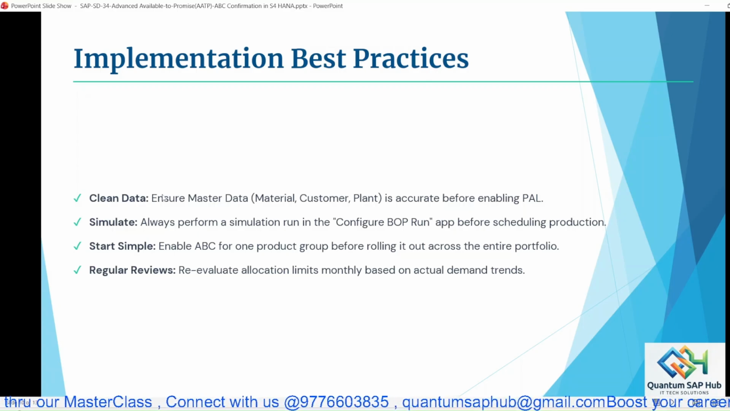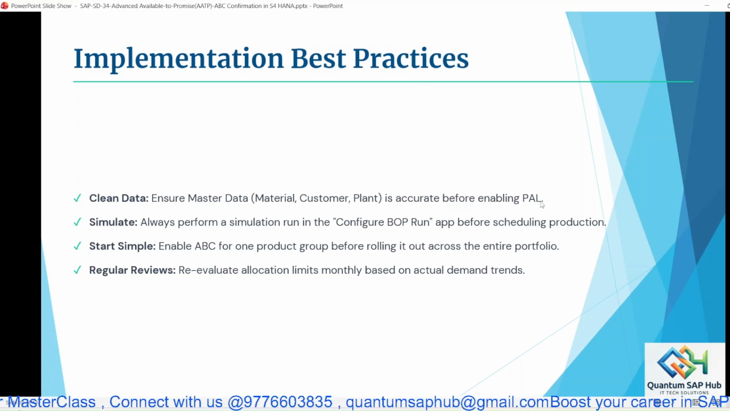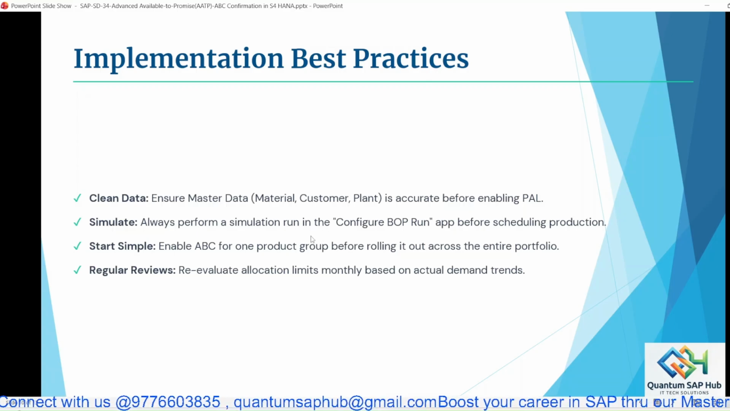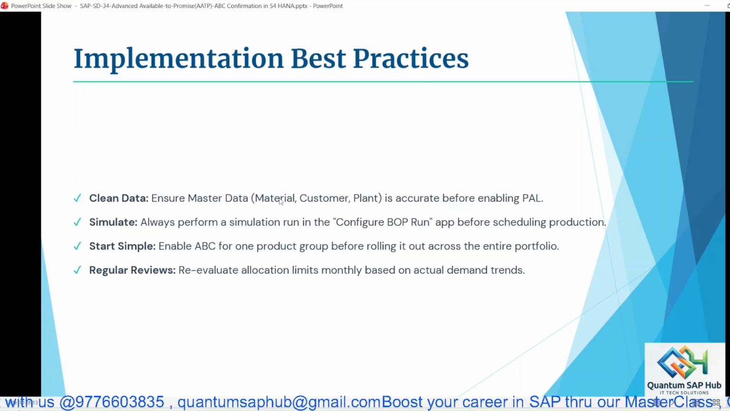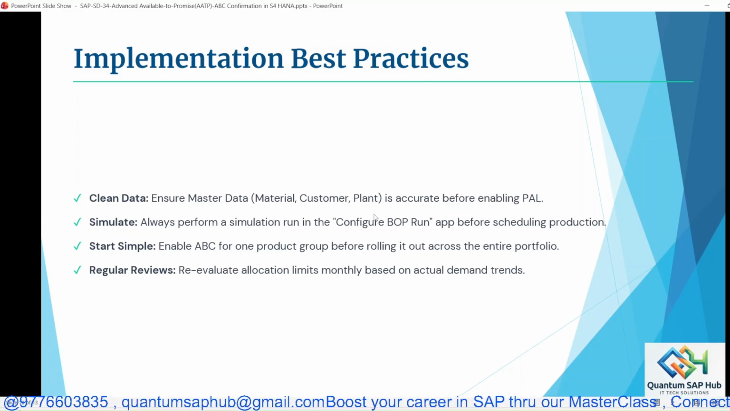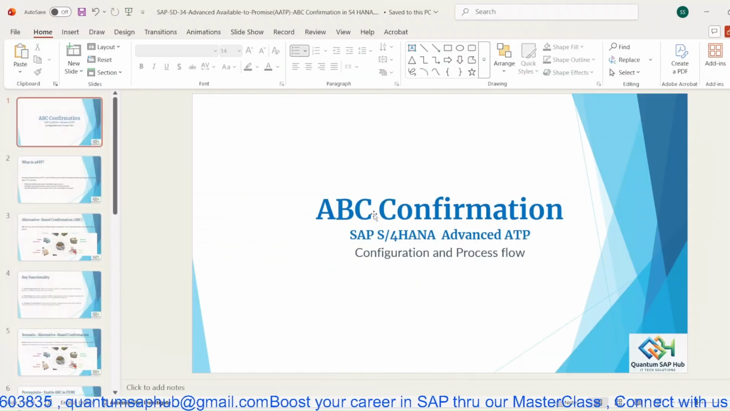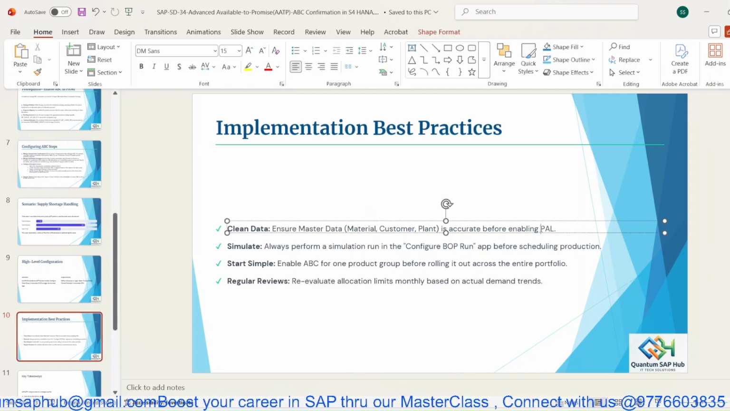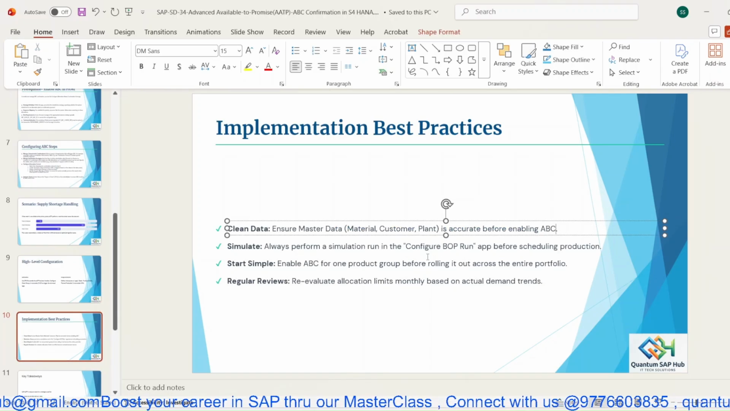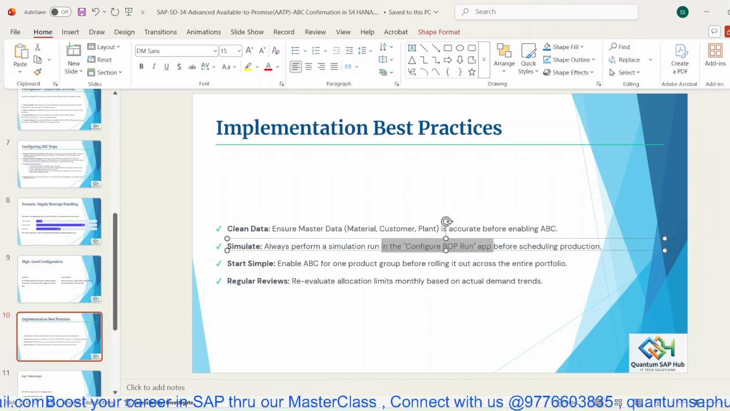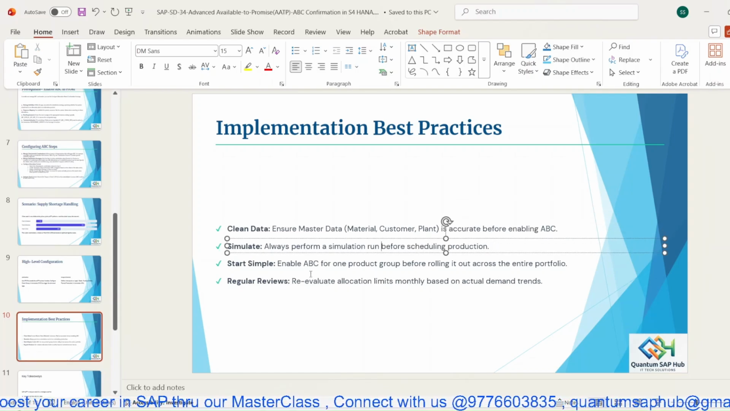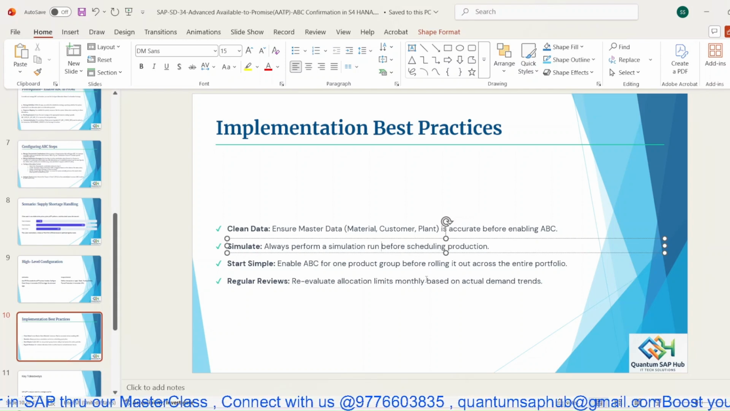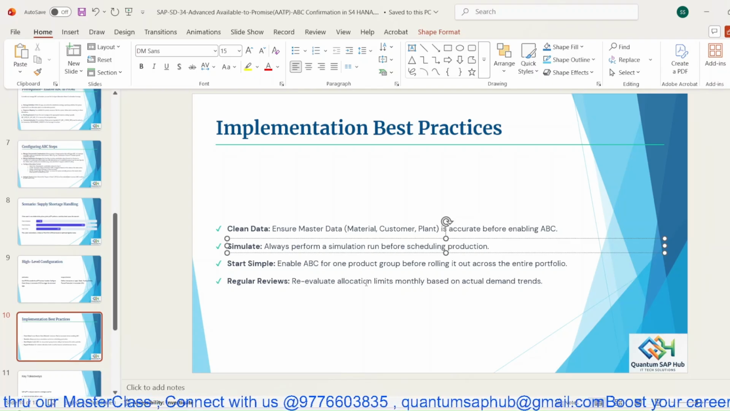What are the best practices? Ensure the master data is accurate before enabling ABC, and always perform the simulation run. It's not configured for BOP, it is for ABC. Here you should do a simulation run and enable ABC for one product group before rolling out for the entire portfolio. Reevaluate.